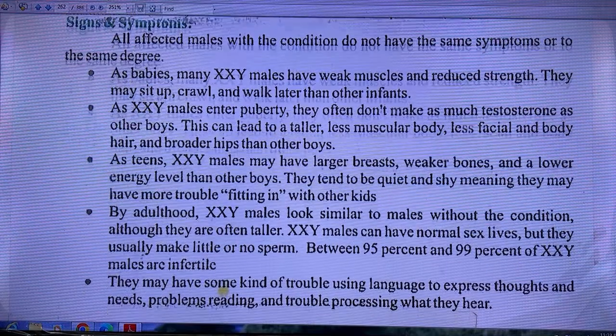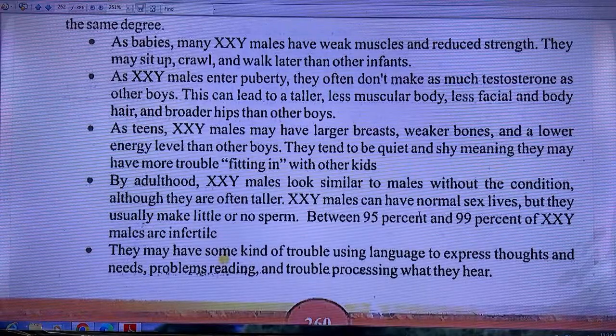As teens, XXY males may have larger wrists, weaker bones, and a lower energy level than other boys. They tend to be quiet and shy, meaning they may have more trouble fitting in with other kids. By adulthood, XXY males look similar to males without the condition, although they are often taller. XXY males can have normal sex lives, but they usually make little or no sperm. This is an important point: between 95% and 99% of XXY males are infertile.